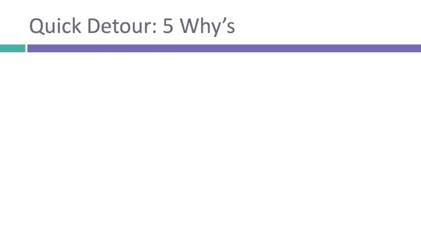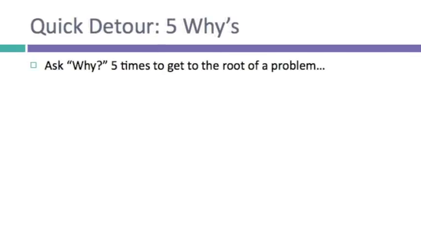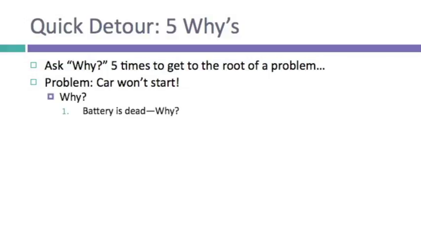Identifying a root cause can be a little tricky. One way to work through that is to identify your problem and ask, why does that happen 5 times? Let's use this example. You have a problem. Your car won't start. Why? Well, your battery is dead. Why? It seems that your alternator isn't working.